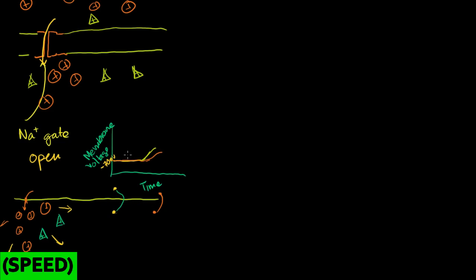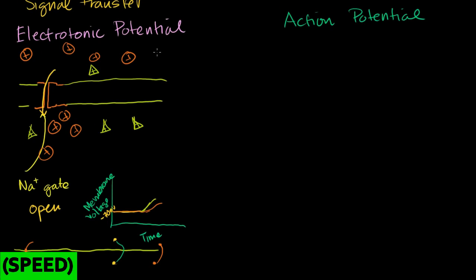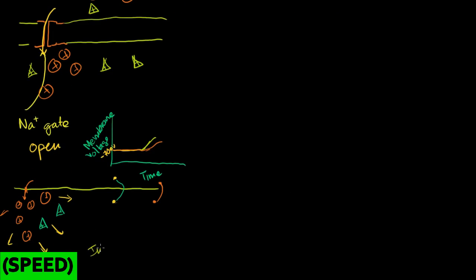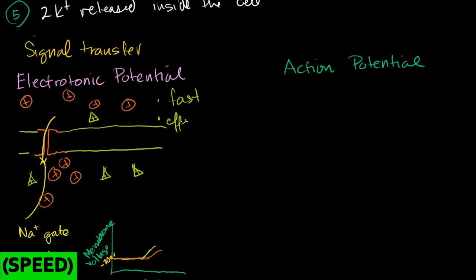So in electrotonic potential, what happens is at one point in the cell, a gate opens, charge starts flooding in, and it starts affecting the potential at other parts of the cell. But the positive of it is it's very fast. As soon as this happens, further down inside the cell, it starts becoming more and more positive, but the further you go, the more the effect dissipates. The effect dissipates with distance.